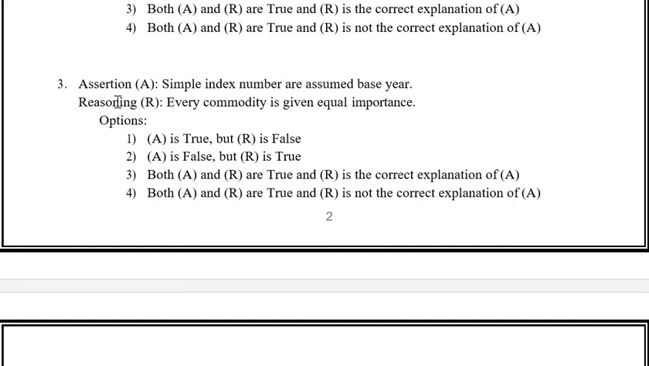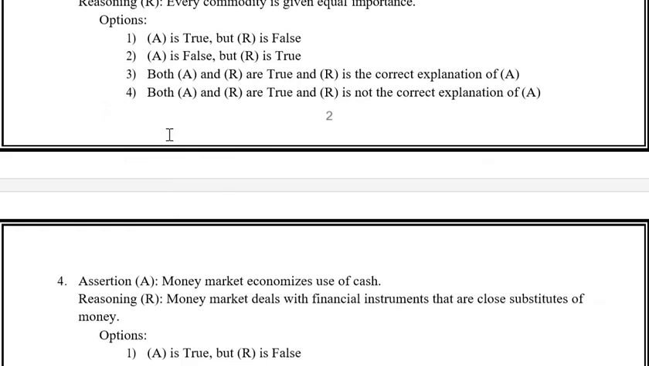Third one, assertion A, simple index numbers are assumed base year. Reasoning R, every commodity is given equal importance. Options again: A is true but R is false. A is false but R is true. Both A and R are true and R is the correct explanation of A. Both A and R are true and R is not the correct explanation of A. So you can see, students, these options are the same everywhere. So the entire scenario depends upon the assertion and reasoning. If you know this, it becomes very, very easy.